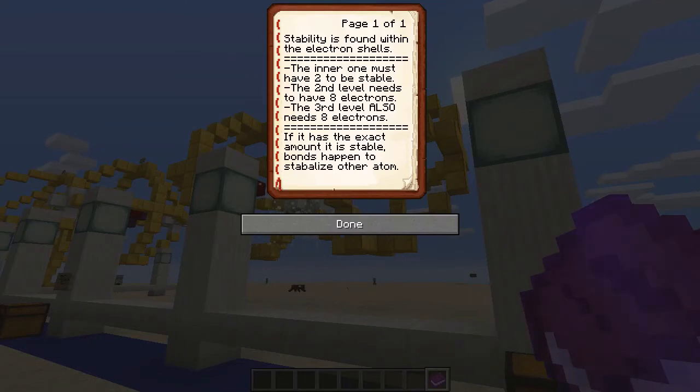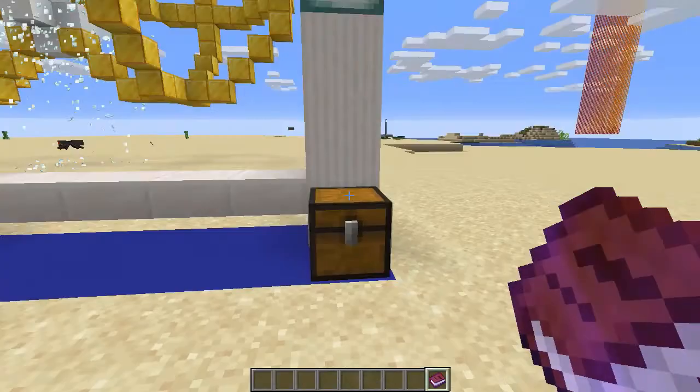Let's start. Stability is found within the electron shells. The inner one must have 2 electrons to be stable. The second level needs to have 8 electrons. The third level also has 8 electrons. If it has the exact amount, it is stable. Bonds happen to stabilize the atoms.